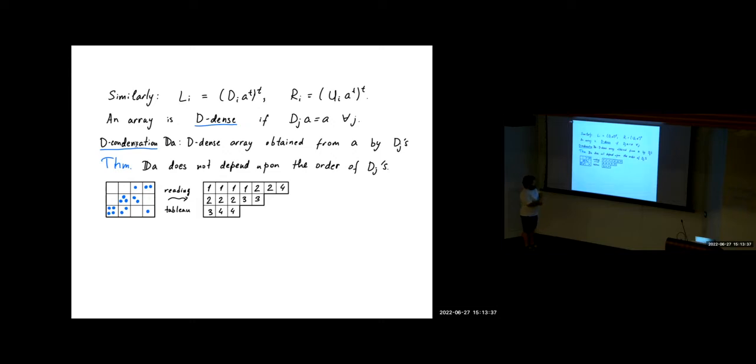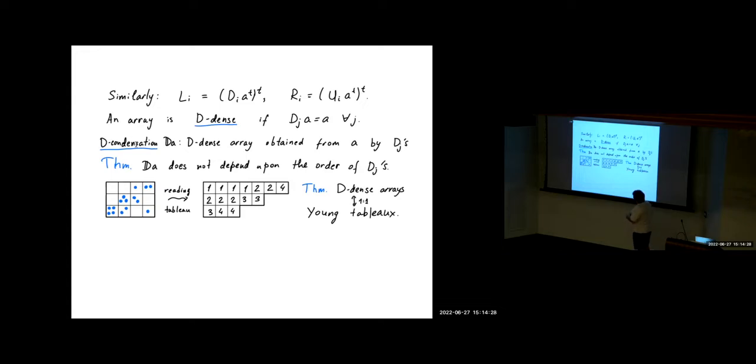If I read it in such a way, I'll get something which looks like a tableau. The thing is that the result, so the second row I read 2 2 2 3 3, and the third row 3 4 4. The result is a tableau if and only if this array is d-dense. It's semi-standard. So d-dense arrays are in bijective correspondence with semi-standard Young tableaux.